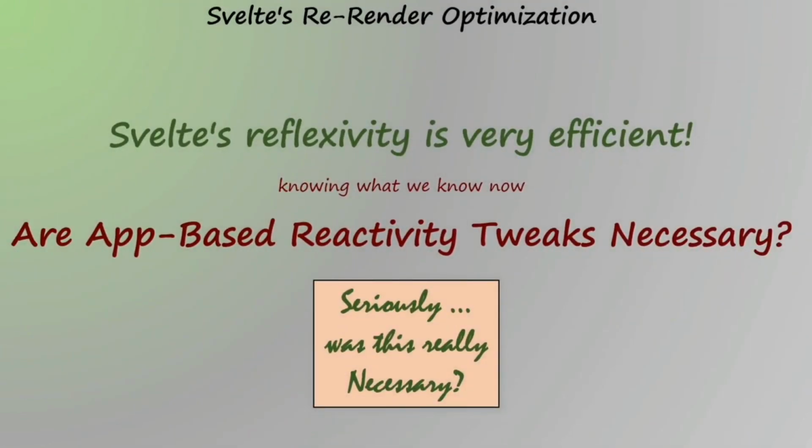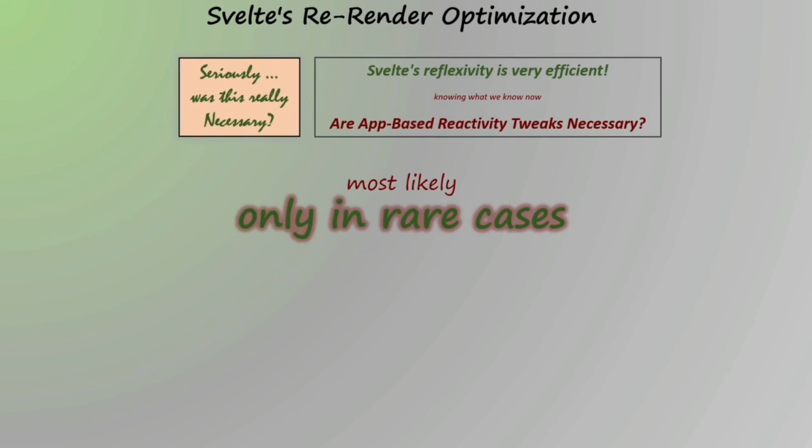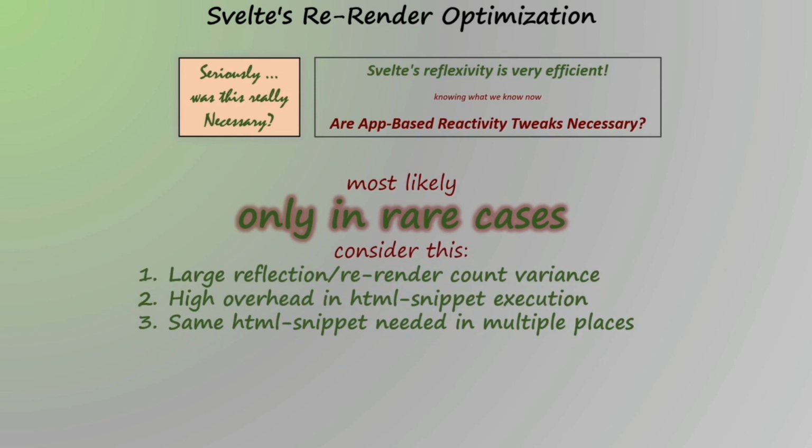So knowing what we know now, is it really necessary for an app to apply the optimizations that we went through earlier? Well, to be honest, most likely those techniques will not significantly impact your app's performance. In some cases, we're just moving an optimization that Svelte was already doing into the application realm. However, there are cases where our newfound knowledge can be useful.